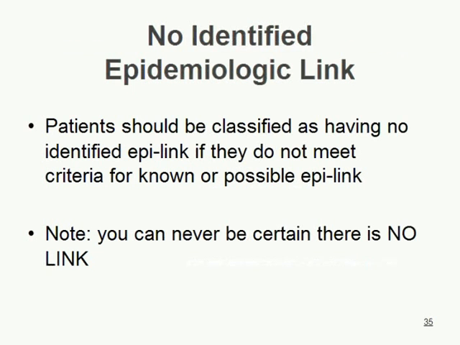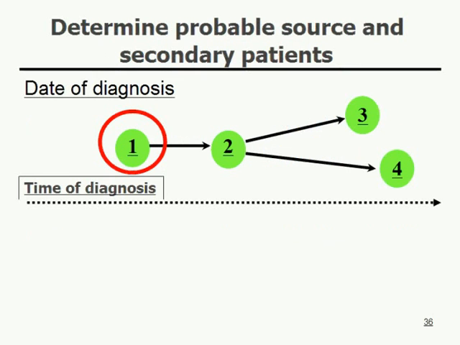We never say that there's no link. We always say there was no identified link, because it may just be that somebody doesn't know the name of another person, or they're not willing to talk about relationships that they have. So we're never sure whether there's not a link, but we know sometimes we can't identify a link. The next thing that's really important is to understand what happened in transmission. So we want to determine the probable source and secondary cases.